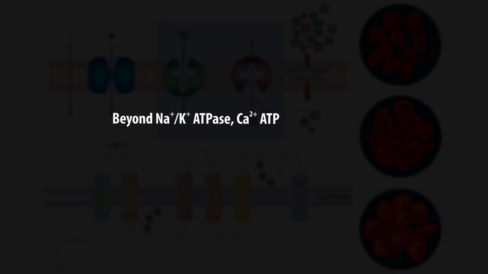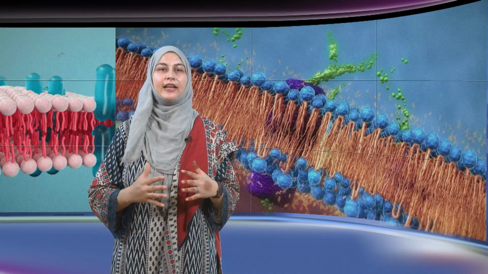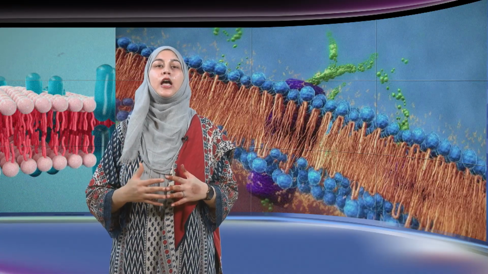Examples include, beyond sodium-potassium ATPase, calcium ATPase and hydrogen ATPase pumps, which regulate intracellular calcium and pH respectively, critical for signaling and bioenergetics, with research targeting their dysregulation in diseases.